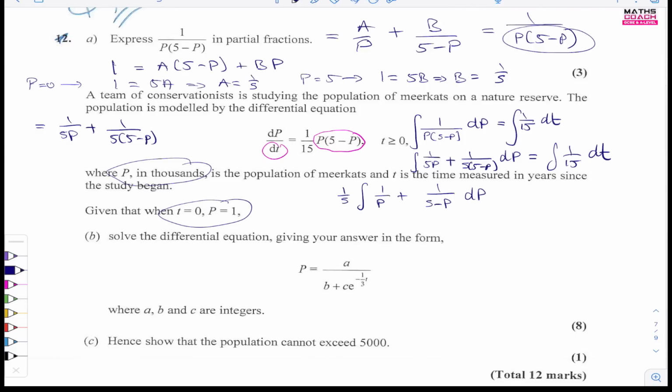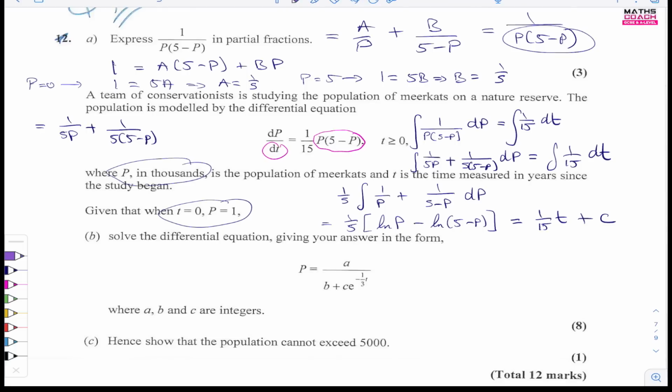And if we now integrate this, this would be 1 over 5 bracket ln p minus ln of 5 minus p close bracket equals the right side. We'll just integrate into 1 over 15 t, and I'm going to introduce a constant here. Now, very important that we need this minus here, because can you see the minus p here? When you differentiate the denominator, you get minus 1, but we got a plus 1 on the top, so the adjustment needed is minus 1 for the ln.